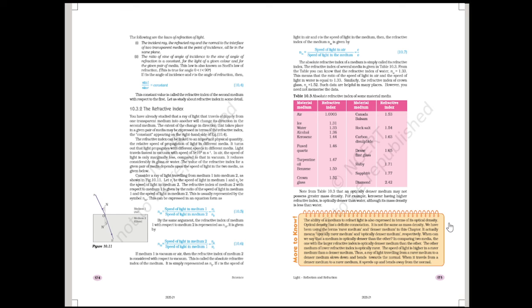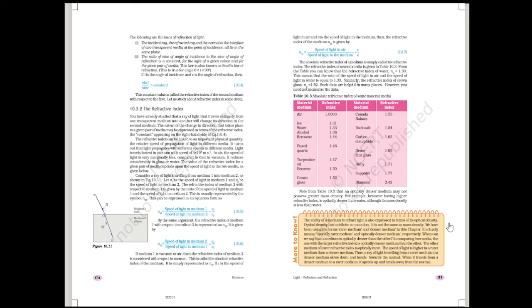This is usually represented by the symbol n subscripted by 2 1, right? And this can be expressed in equation form as n21 is equal to speed of light in medium 1 upon speed of light in medium 2, which is equal to v1 upon v2. That's it.